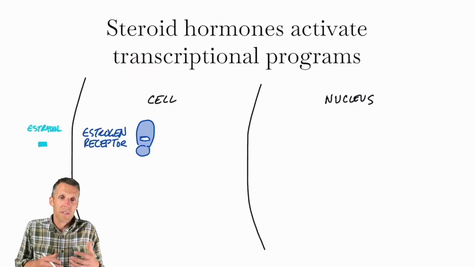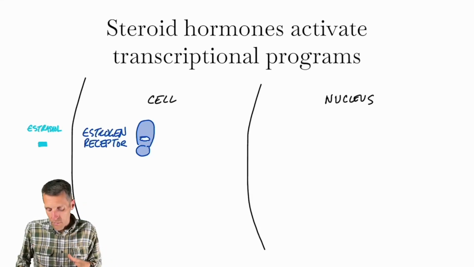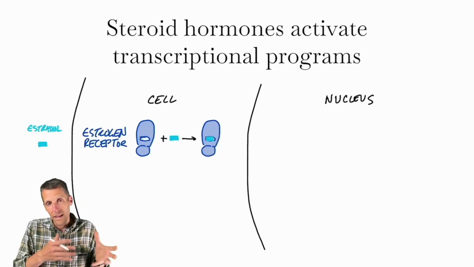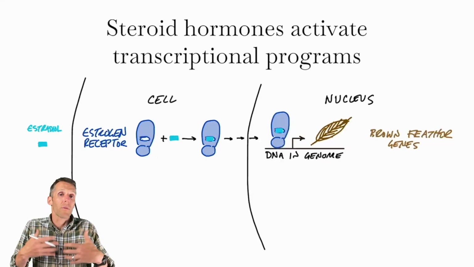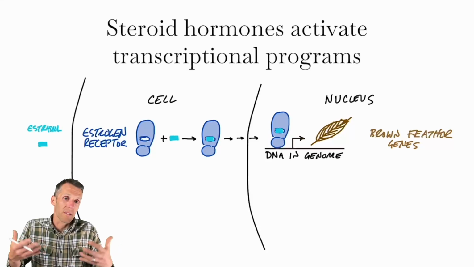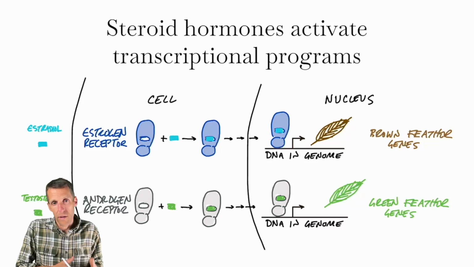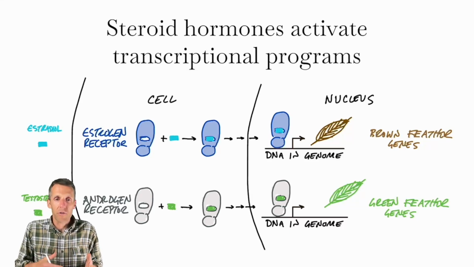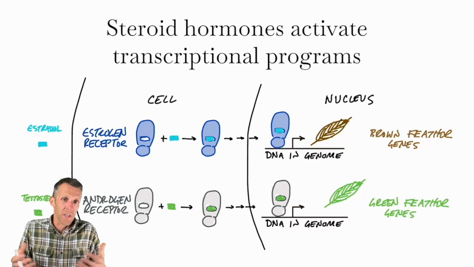And the way that these steroids, these hormones, work is through receptors. So if estradiol comes into a cell and a cell has an estrogen receptor that it can bind, the estrogen receptor can bind to the estradiol and then translocate to the nucleus, where it will upregulate genes, say brown feather genes, corresponding to the peahen phenotype. Whereas the testosterone interacts with an androgen receptor, and the androgen receptor recognizes different genes and will say turn on green feather genes in a peacock.